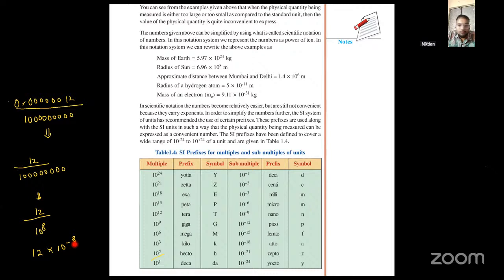Did you understand, Ira? Sort of understood. Yeah, again, I will tell it to you. Okay, so we'll take another example also.